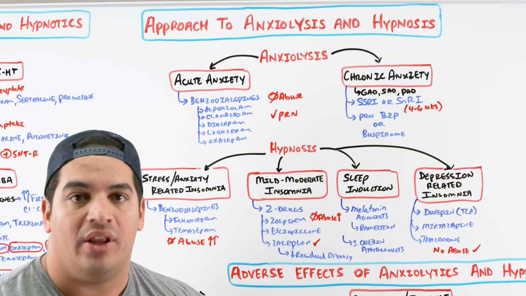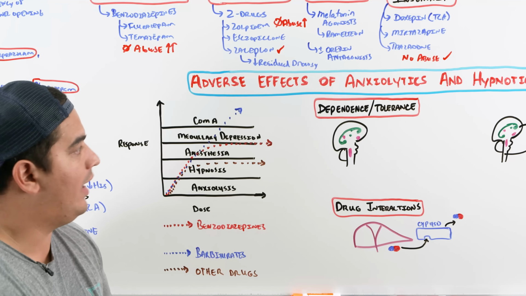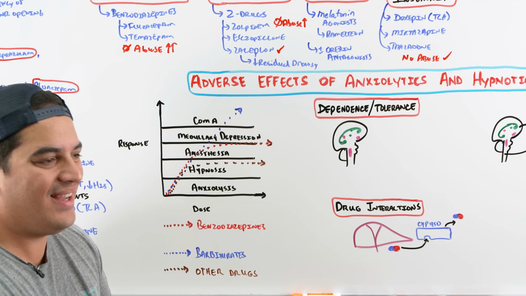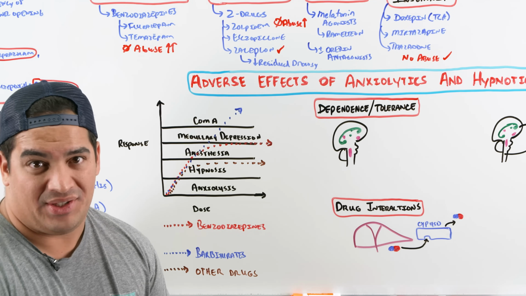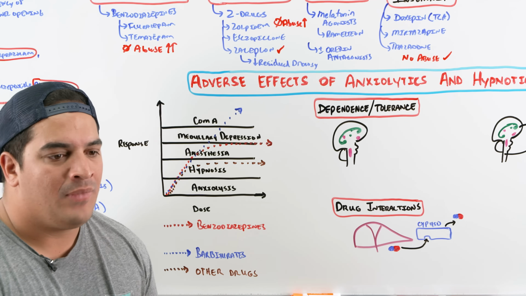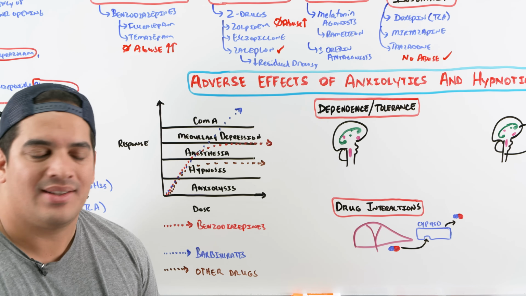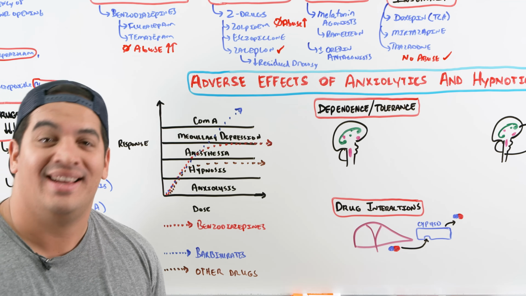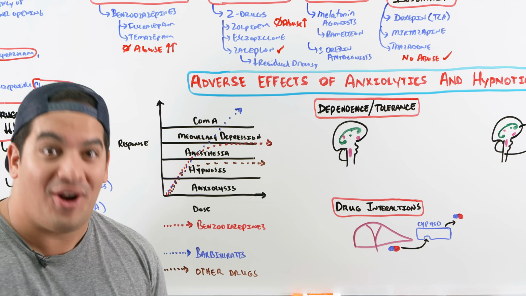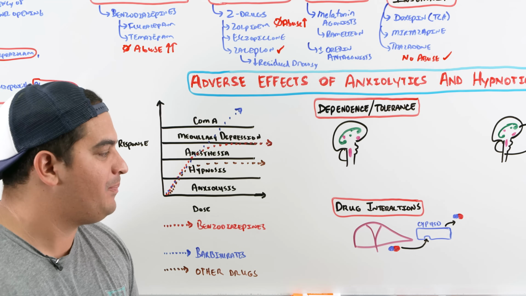Let's now really quickly go through the adverse drug reactions. All right, guys, so now when we talk about adverse effects of anxiolytics and hypnotics, the big thing that I really want to focus on is the benzodiazepines and the barbiturates. Not so much the melatonin agonists, not so much the SSRIs and SNRIs, because we'll talk more about antidepressants when we get into that pharmacology lecture, talking about all the different types of antidepressants.